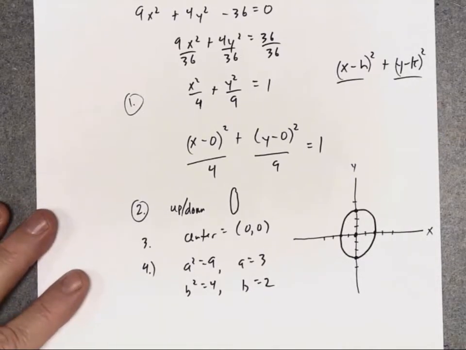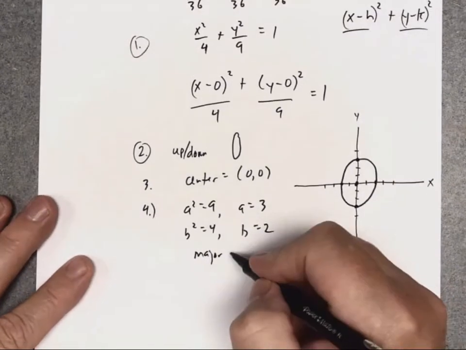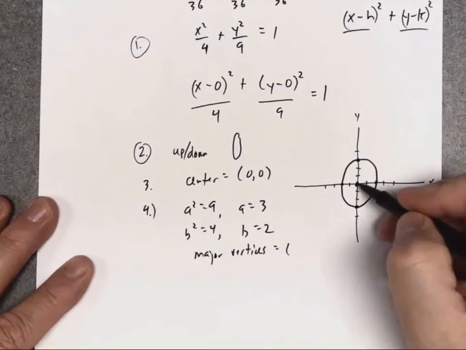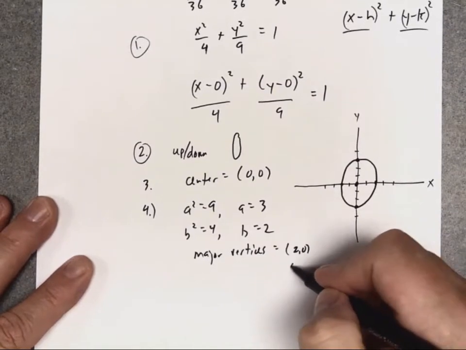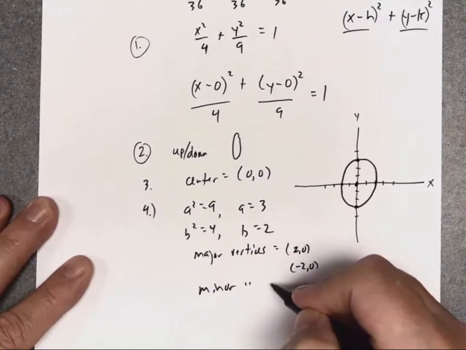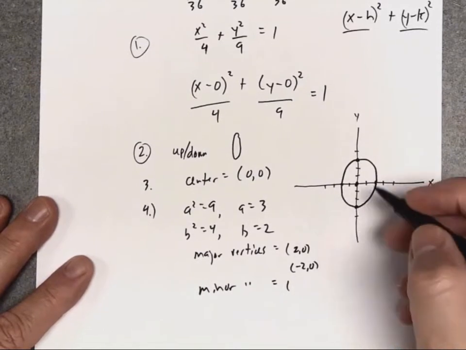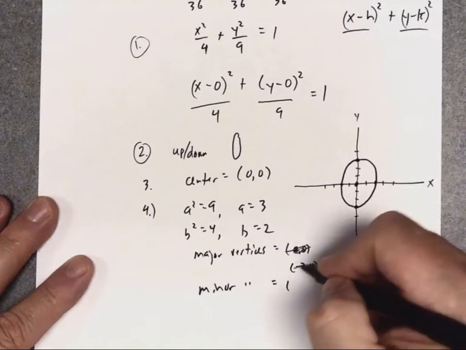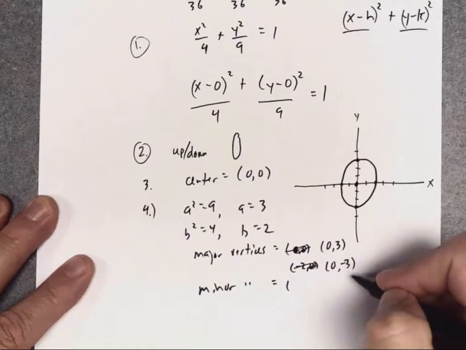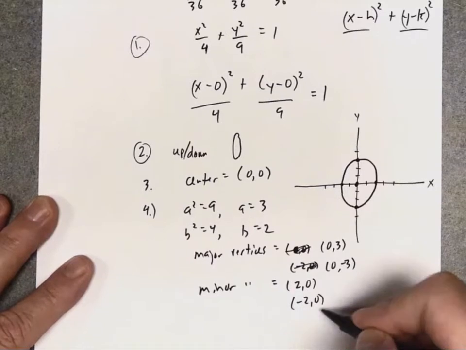So therefore, the center is 0, 0, the major vertices would be, looks like 2, 0, and -2, 0. And the minor vertices, whoops, I messed up, right? Because the major is up and down. Wow. So it's actually 0, 3 and 0, -3, and the minor vertices are 2, 0 and -2, 0.